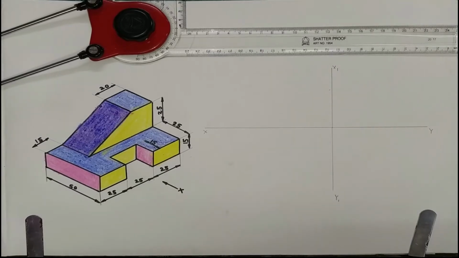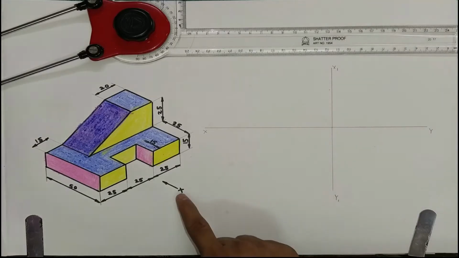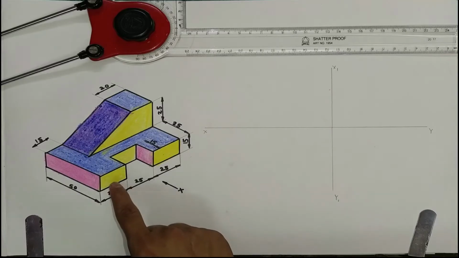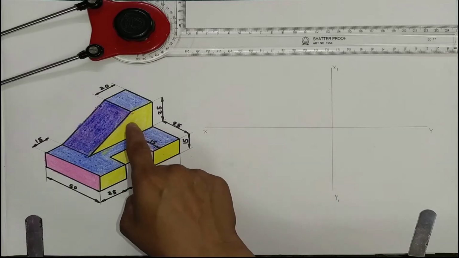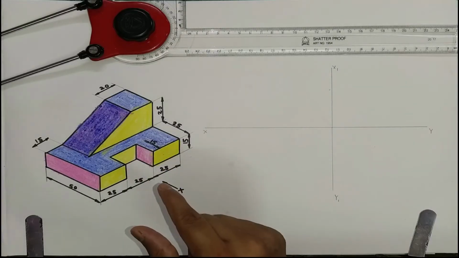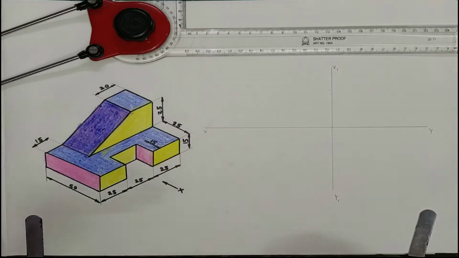Welcome to all. In this video, we shall learn how to draw orthographic projection of an object from the pictorial view. Let us see this problem. In this problem, along x direction, we will get the front view. It means that yellow color indicates the front view of an object. Now, along top view, and this side represents left hand side view of an object.